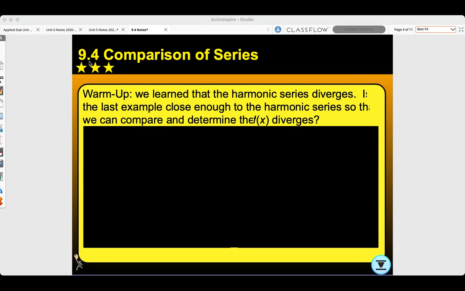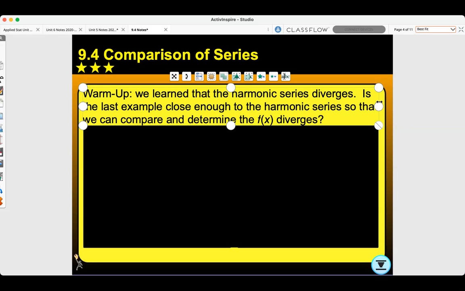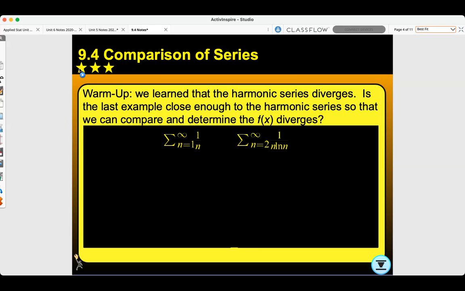Today we're going to do section 9.4, comparison of series. So let's look at this warm-up. We learned that the harmonic series diverges. Is the last example close enough to the harmonic series so that we can compare and determine if f of x diverges? So this was the last example from section 9.3.